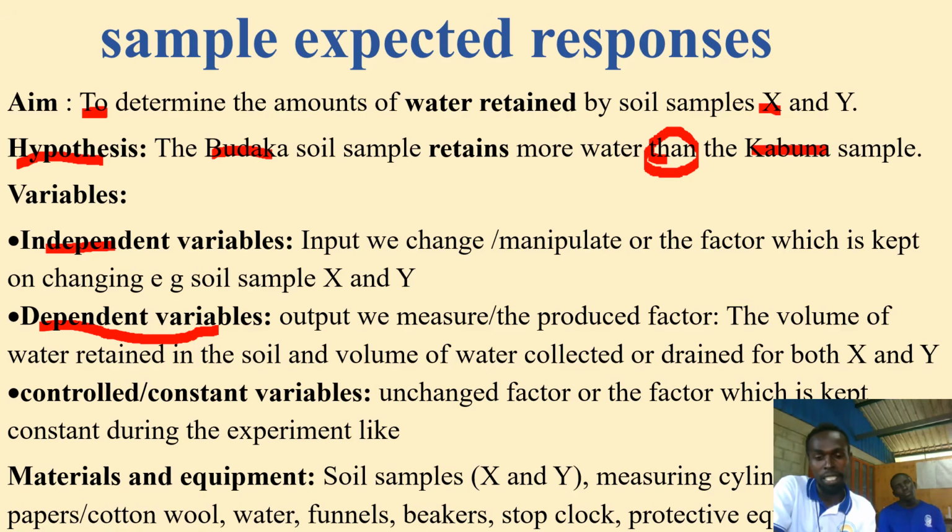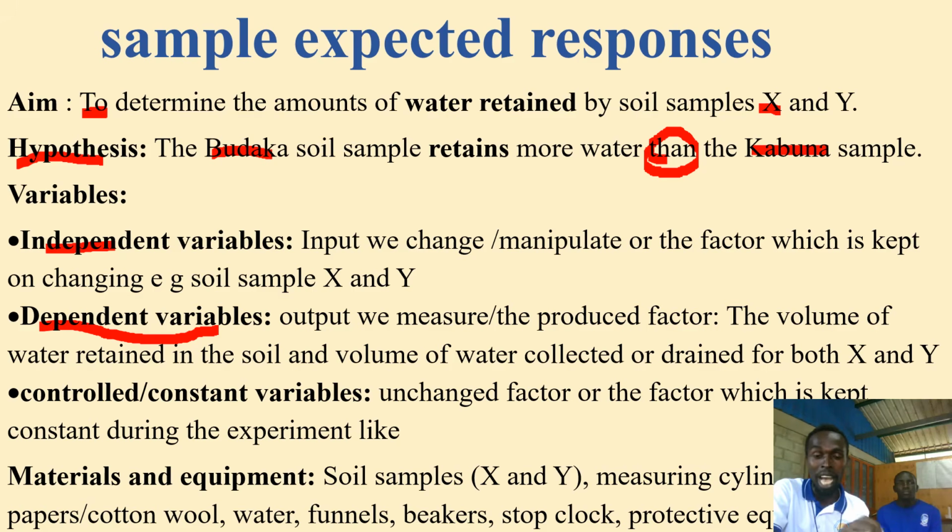prove that our investigation, our experiment is really right and can be of help to our farmer. And these are outputs, or other books call it the produced factors. The volume of water retained, the volume of water collected or drained. Remember, we are comparing which one collects, which one drains, which one holds water, which one releases water. So those become the dependables.